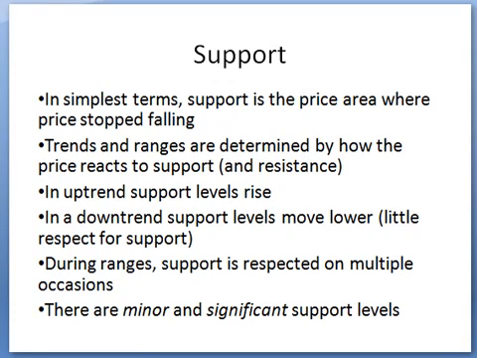So as mentioned, trends and ranges are determined by how price reacts to support as well as resistance. In an uptrend, support levels are rising, and we'll look at a few examples of that. In a downtrend, support levels move lower, and we'll also look at a couple examples of that. So in a downtrend, there's not a lot of respect for support. The price is continually dropping.